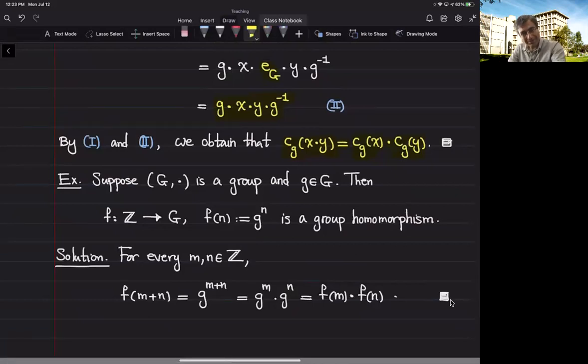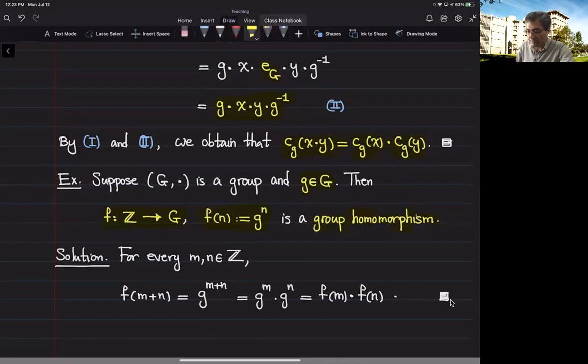Next is another important example. It gives us a group homomorphism from Z to any other group. So you give me a group, you pick your favorite element from this group, let's call it g. So it's a fixed element, you fix this element. And then you raise it to the power n, as n ranges in the set of integers. And this function that sends n to g to the power n is a group homomorphism. So it's kind of similar to the exponential function, right?